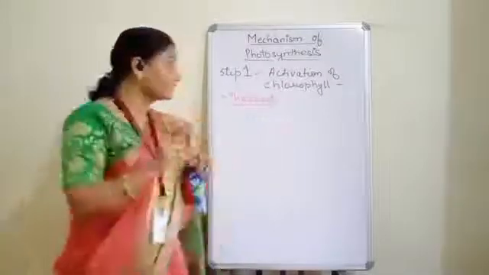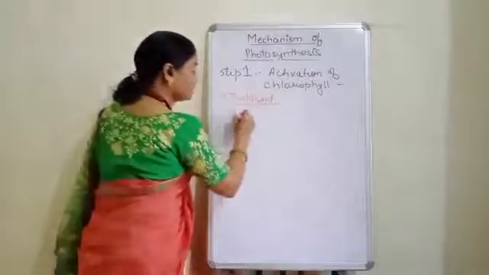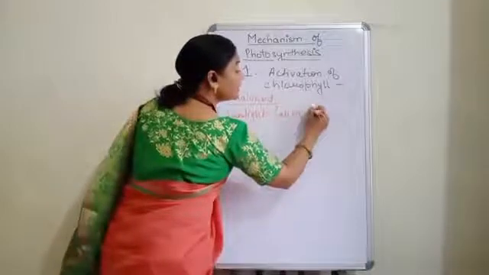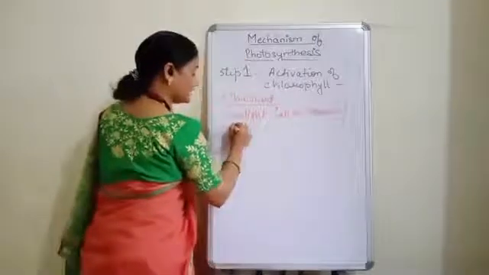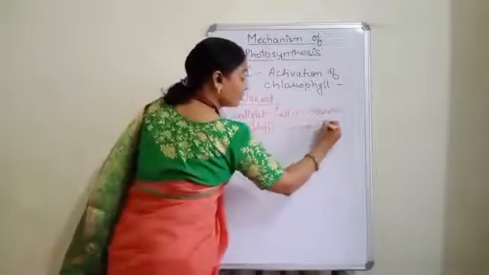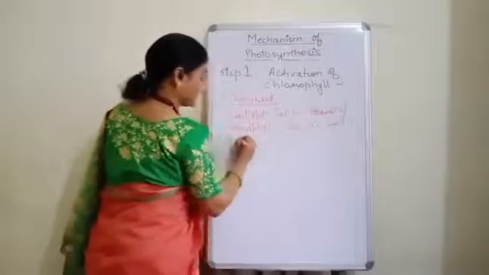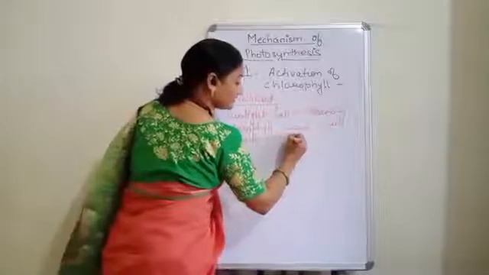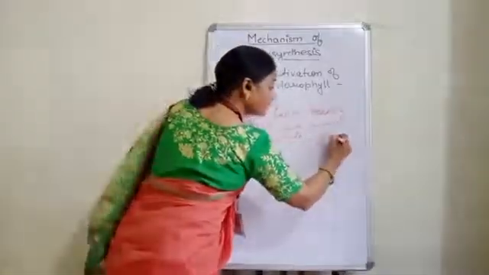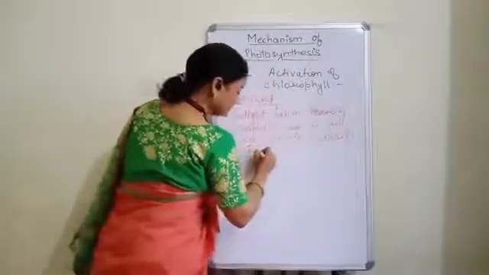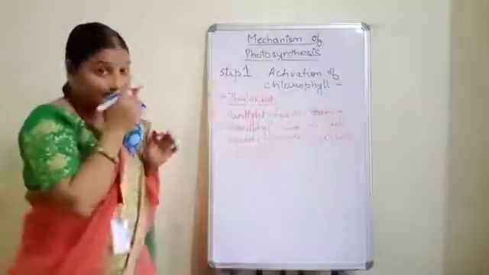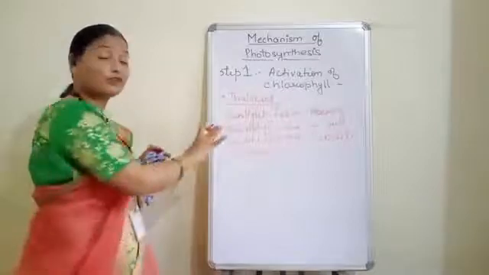So this is our first step, that is sunlight falls on leaves, or we can say that chlorophyll, and chlorophyll will become activated. Once it becomes activated, it will absorb sunlight. And this is called the light reaction. This is the main purpose of the light reaction.